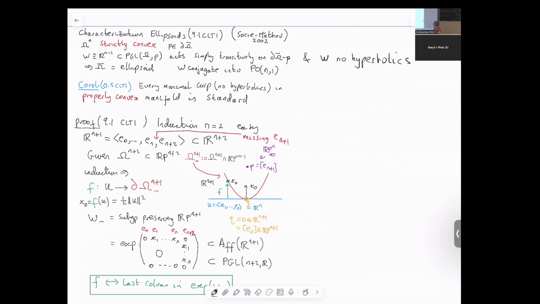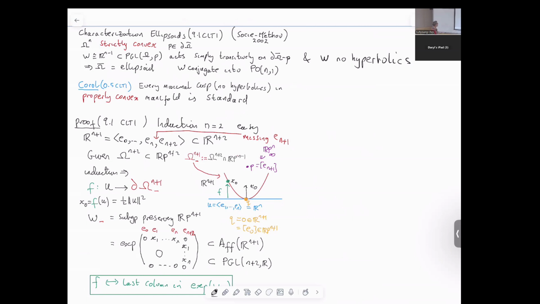Her theorem is: if you have a strictly convex domain in projective space and a point in the boundary, and suppose you have a group of projective transformations that map this domain to itself and map this point to itself, so in other words an elementary group, and it acts simply transitively on the boundary with this point removed, and this group has no hyperbolics in it, in other words, all the eigenvalues are on the unit circle.